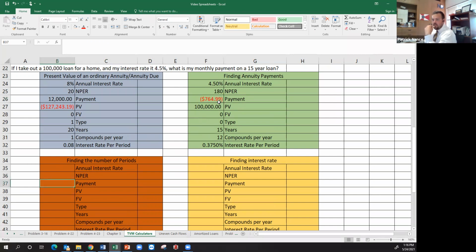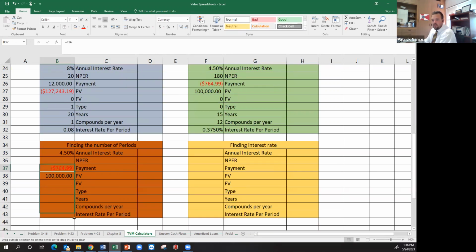So what I'm going to do is basically fill in all the same information, except I'm going to act like I don't know what the number of periods is. That way, when we solve for it, we can check our answer and see if it's going to be 180. So I'm going to use 4.5% interest rate. I'm going to use the payment that I already have calculated up here. I'm going to use the present value. Actually, I'm just going to use them all, so I might as well just do that.